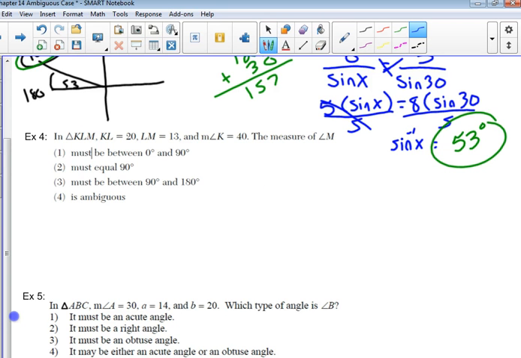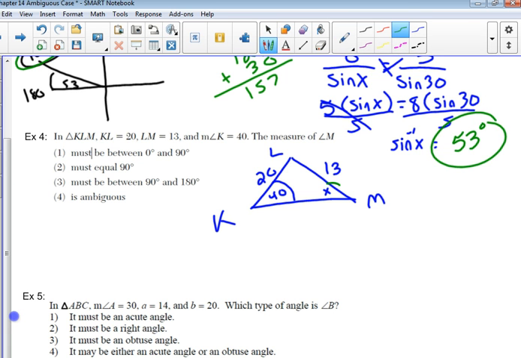Well, let's draw a picture first so we can kind of see what they're even asking us about. So we have KLM. KL is 20. LM is 13. Angle K is 40. Find the measure of angle M. Oh, this is kind of nice. You can tell us what we're looking for here.